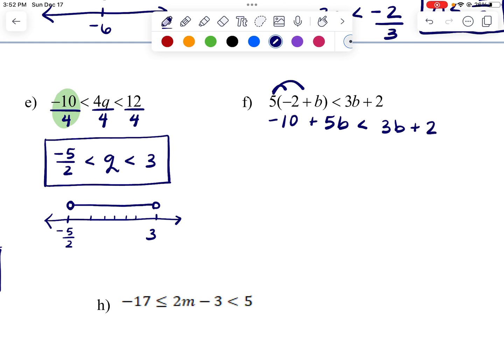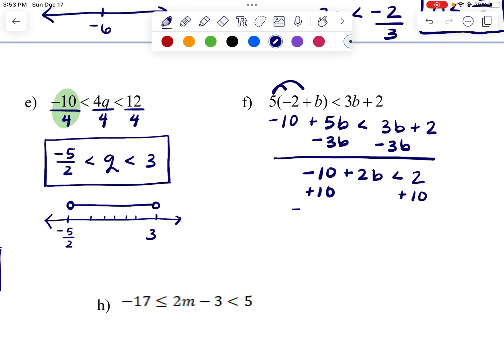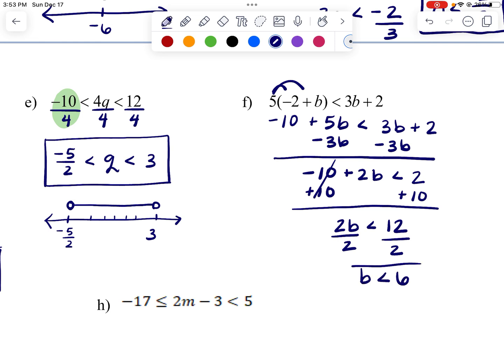So I distributed the 5, and I'm going to subtract 3b, and I get -10 is less than -10 plus 2b, which is less than 2, and I'm going to add 10 to the other side. So 2b is less than 12. Divide by 2, and b is less than 6.